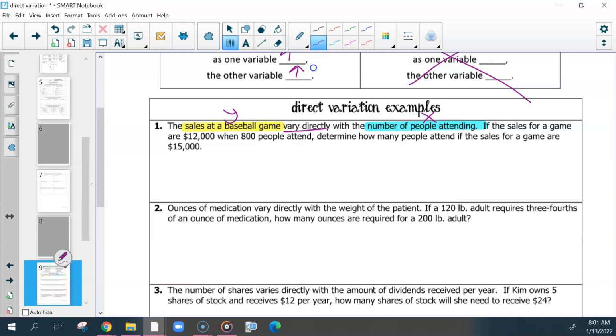The sales would be 12,000. Our number of people would be 800. Equals, for the second part, we don't know how many people are attending. That's our X, so that would be in our denominator. But we know the sales are 15,000. Set up the exact same way, there's just a lot more words.